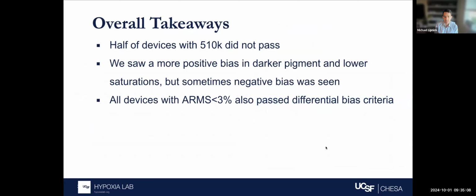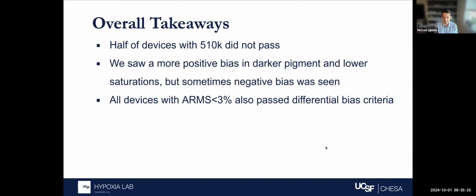So some of the overall takeaways: a lot of the devices that we tested that did have 510Ks did not pass with the protocol that we used here. It doesn't mean that the data that they submitted with the 510K isn't real. It just means that we used a different protocol, and it's TBD to decide what has the most relevance for real-world populations.